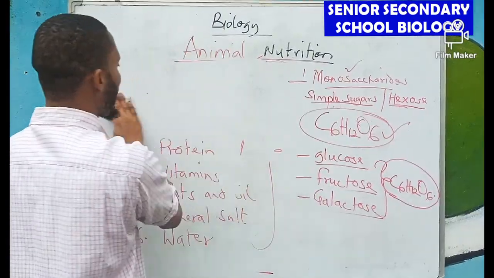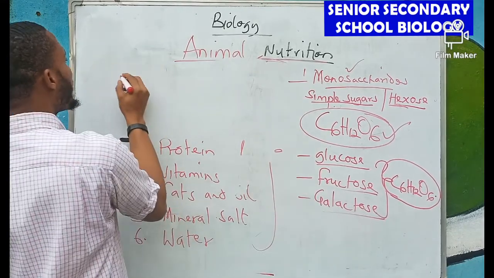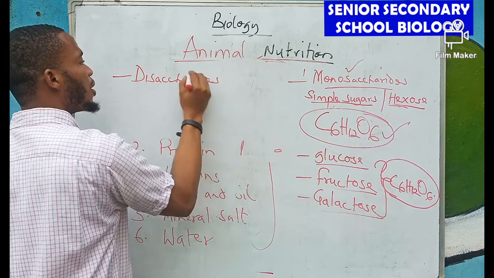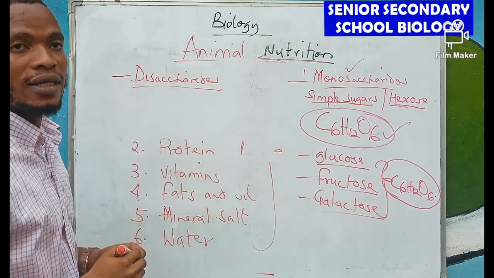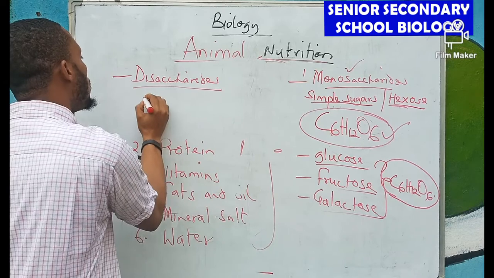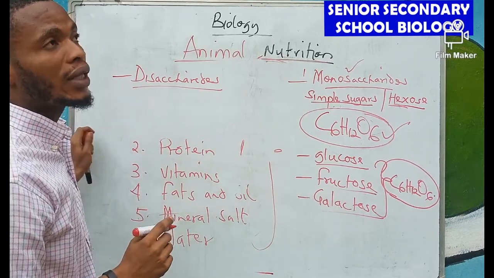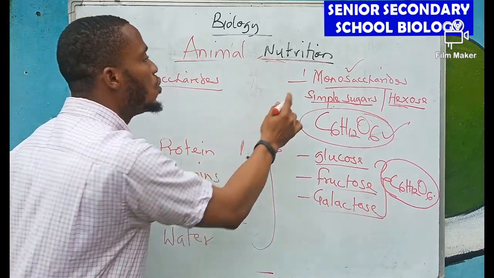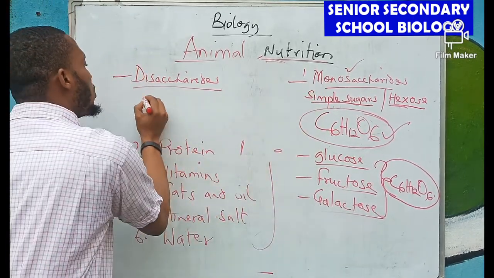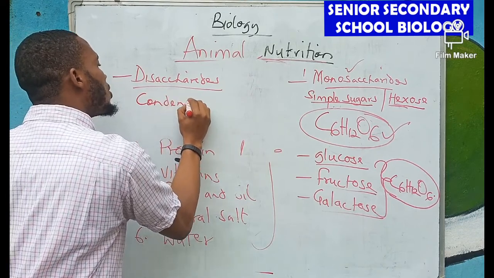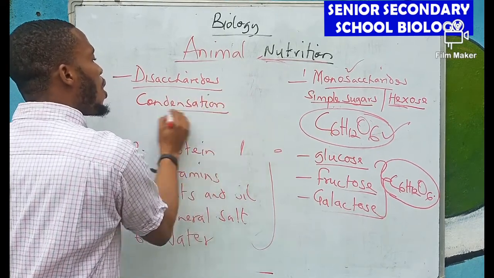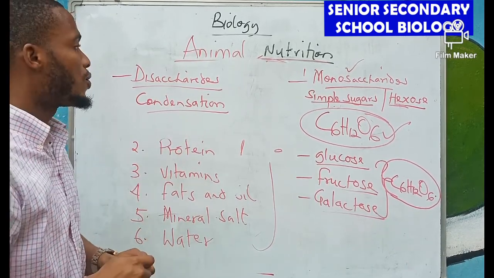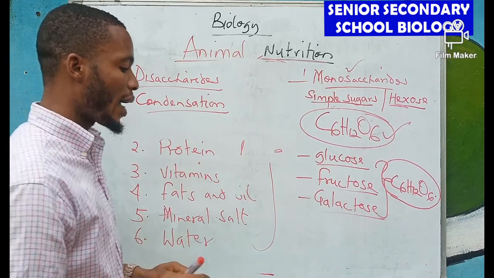Now next we have the disaccharides. Remember, we're still in carbohydrates. These are called the complex sugars. They are made from the joining of two monosaccharides in a process called condensation. What is condensation? Condensation is the process of joining two monosaccharides to form a disaccharide. Exactly. So the joining of two monosaccharides will give you a disaccharide.